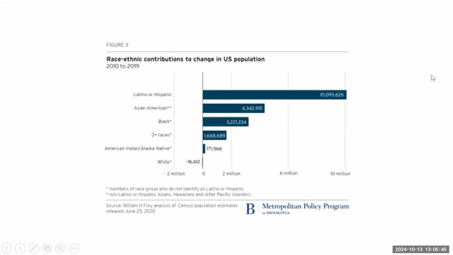Another graphic: where are people being born the most? Where do we see the most growth in the population in the United States? And we see the most growth in the population among Hispanic individuals, followed by Asian, followed by Black, followed by two races, followed by Native American, with the least amount of white contribution to the population of society.